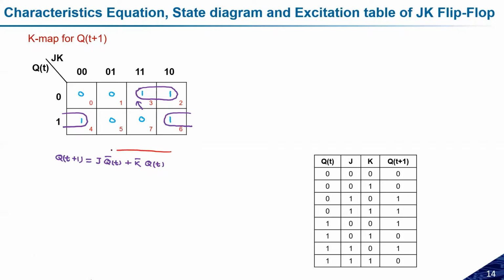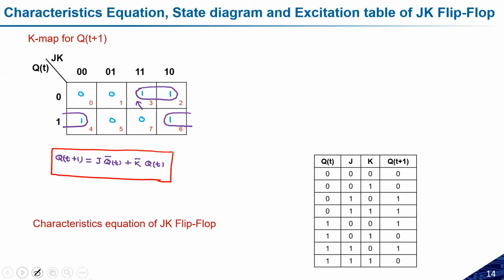Okay, so this is really a very important equation that is needed, especially during counter designing, and we can call it the characteristic equation of the JK flip-flop. Okay, based on this characteristic equation and this table, if we try to make the state diagram, how can we make the state diagram?